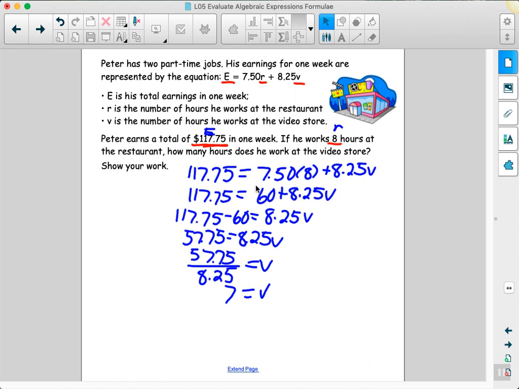I want to undo positive 60. The additive inverse is minus 60. So this becomes 117.75 minus 60, which is 57.75. I now have that's equal to 8.25. To undo multiplication by 8.25, I'm then going to divide 57.75 by 8.25, and then that's going to leave me with a V of 7.